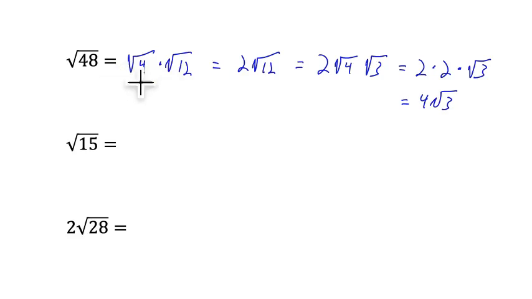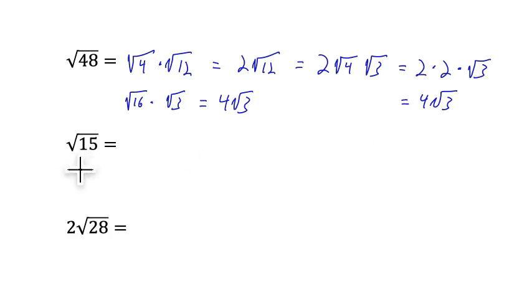Now, we could have chosen a better pair here and done it in one step, because 48 also equals 16 times 3. And 16 is a perfect square root. So the square root of 16 equals 4, giving 4 times the square root of 3. But the long route is fine also, it just took a little bit longer.